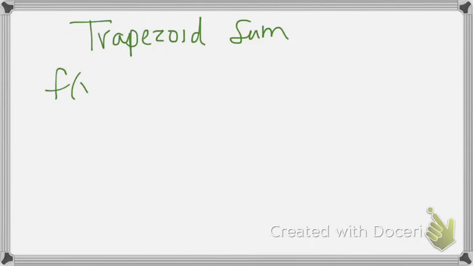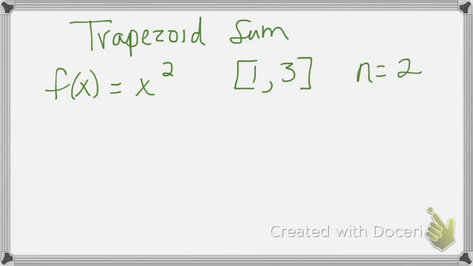So we're going to start with f of x equals x squared. And we're going from 1 to 3. And we want n to equal 2.